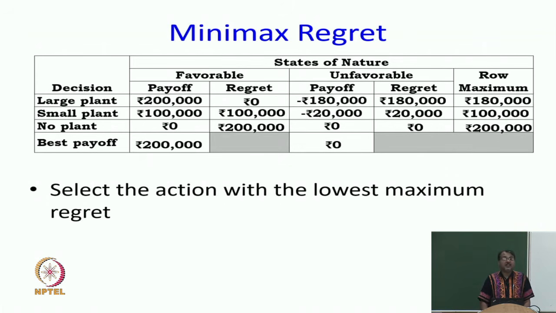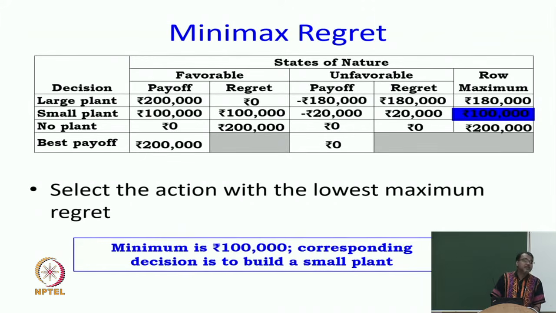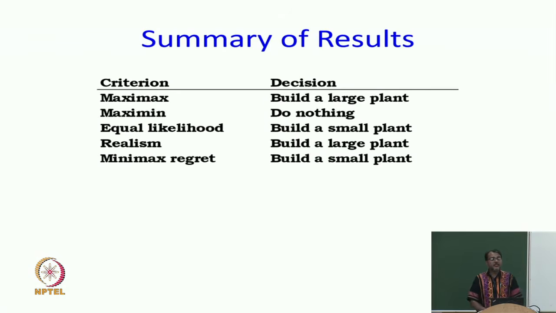And you pick the decision that minimizes this maximum regret, you pick small plants. You say, I will pick small plant because depending upon how life turns out, I will feel the least bad in the worst case.